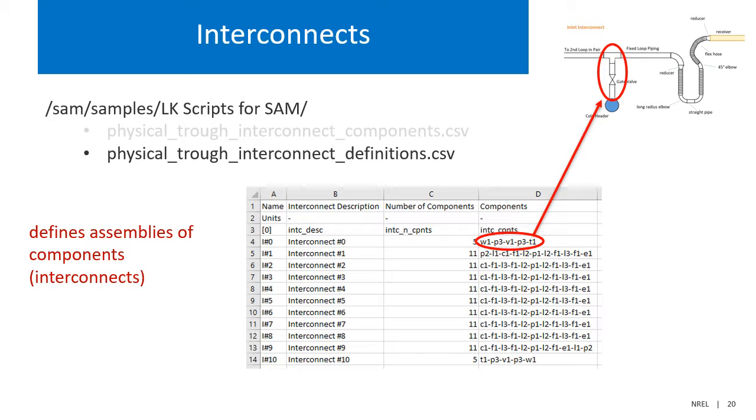The components are combined into interconnects in the file shown here. Interconnects, again, are just assemblies of the components defined in the previous file. The components for each interconnect are designated by their short name and delimited by a dash. The number of components in the third column is for error checking, as listing the components can be tedious and maybe error prone. The order the interconnects are in is important, as this designates their position in the loop, as shown on the next slide.